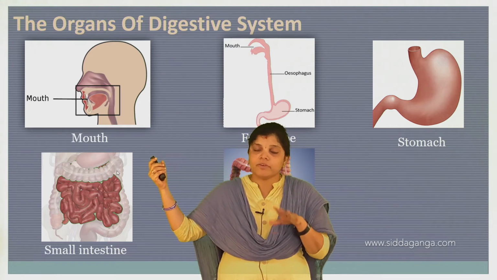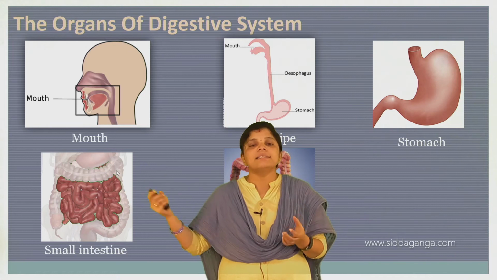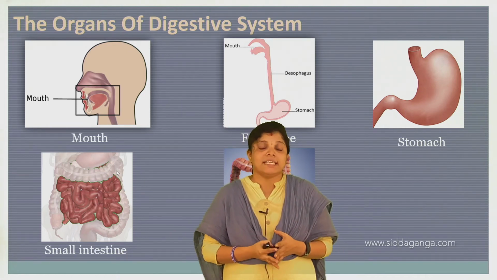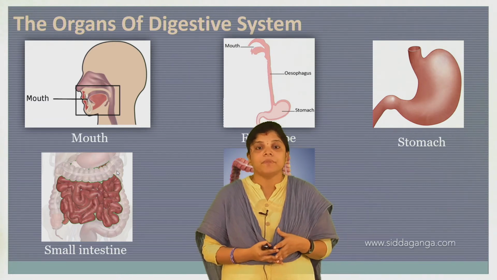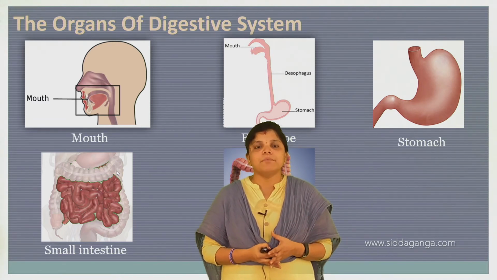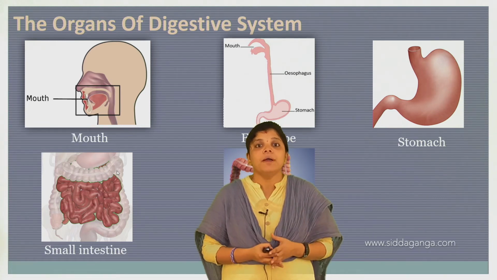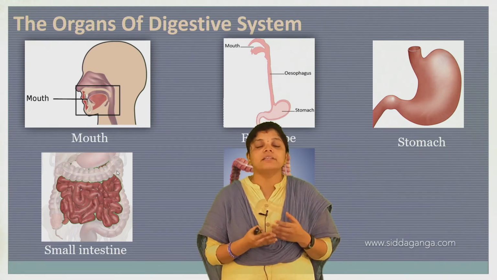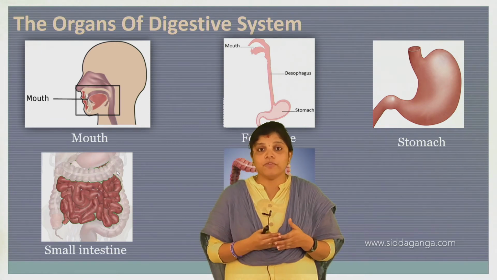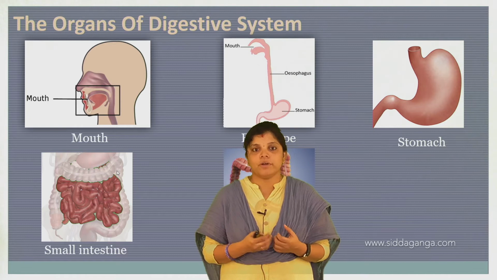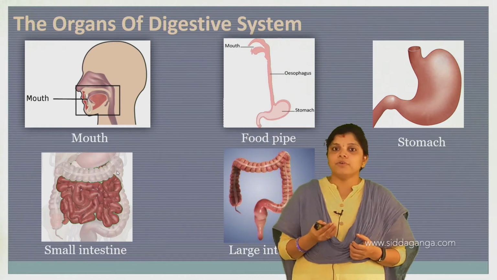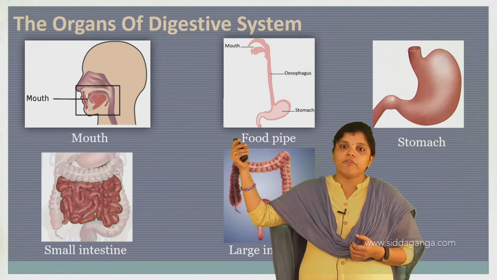See, at the time of chewing, the salivary glands secrete saliva. Saliva helps to make the food moist, and then the tongue helps to swallow the food. After chewing, the tongue helps to swallow the food, and then this food moves to the esophagus.